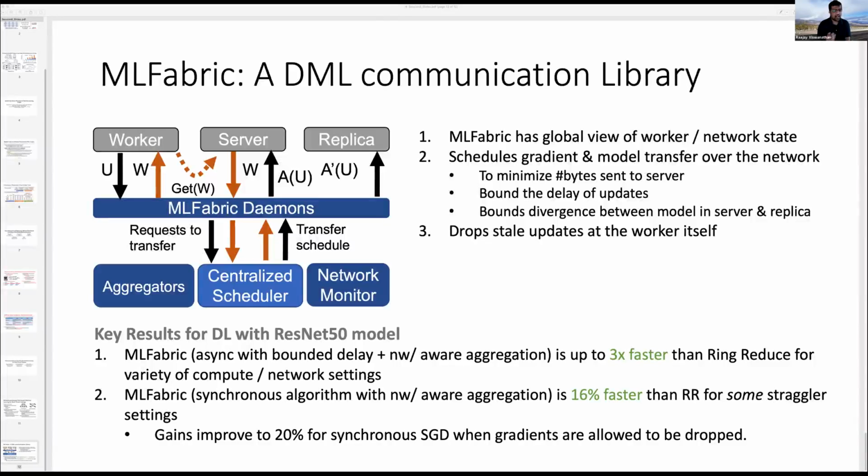The second thing we want to note is that for a synchronous algorithm, ML Fabric doesn't perform better than ring-reduce in all straggler settings. But for certain straggler settings where one worker is really slow, ML Fabric is able to drop the update or change the aggregation pattern and thereby has 16% faster time per iteration. We observe that the gains improve to 20% when gradients are allowed to be dropped. The paper has more details. We compare not just DL algorithms, we compare LDA algorithms, and we compare against in-switch replication, etc. I encourage you to go look at it.